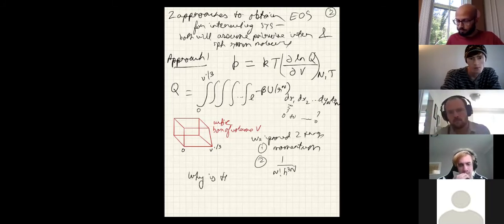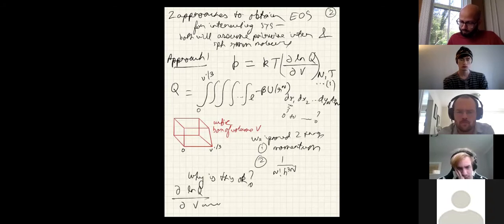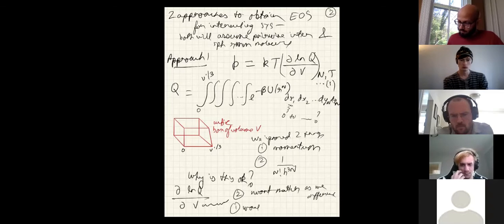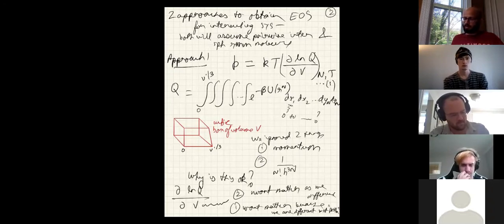Why is it okay to ignore these? I'm going to call this equation one. I know we stopped at some equation number, but it's going to become very large anyway, so I'll call this equation one. If you look at equation one, we are going to take the partial of log Q with respect to volume. What does this mean? The N factorial and h factors won't matter, because we are differentiating. The momentum coordinate won't matter either, because we are differentiating only with respect to volume. Momentum has nothing to do with volume. So the momentum simply won't matter.